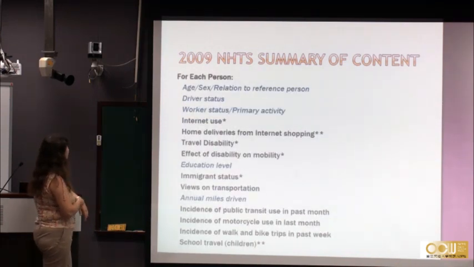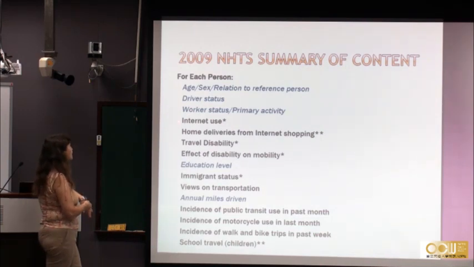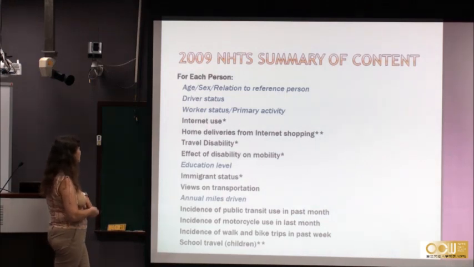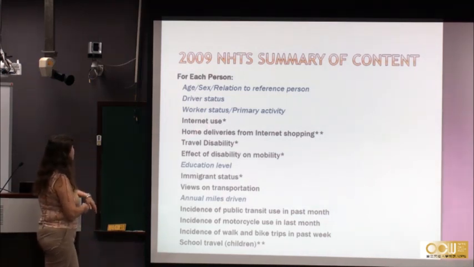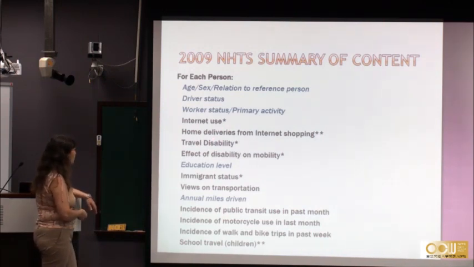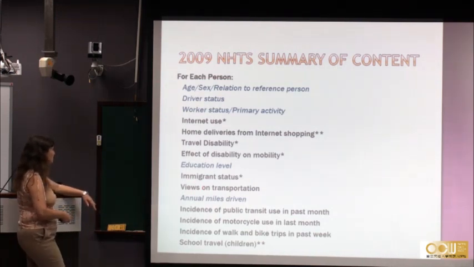For each person, you know age, gender, and the relation to the reference person. For example, if you are the head of the household or another member. Driver status, if you have a license, if you work full-time or part-time, and which is the primary activity that you do. If you use the internet, if you use home deliveries from internet shopping, if you have a travel disability, if your disability affects your mobility, the education level, if you are an immigrant and how long you have been in the States, some perception on transportation, annual miles driven. You see, this is very important.